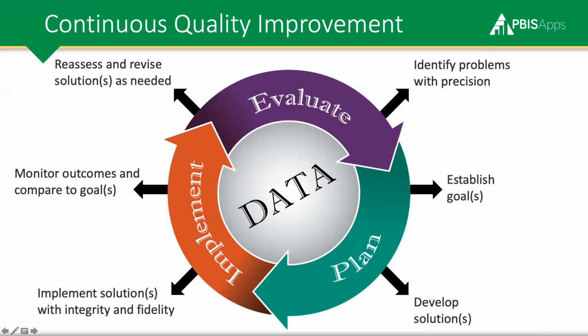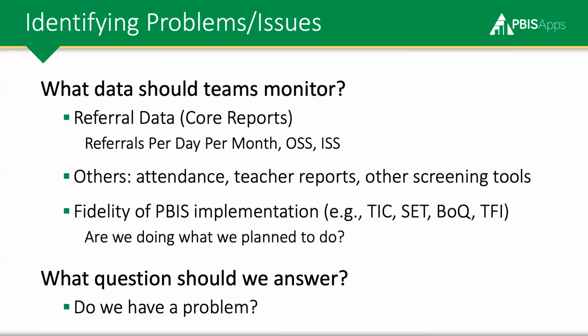After we implement, we evaluate again. We continue or make a new plan, we implement. So it's just a continuous cycle, and again, this is the TIPS problem solving process. What we are going to go through is each of these pieces, starting with identifying the problem with precision. We'll keep referring back to this graphic that represents data-based decision making. I think it's a good one, and we're going to go through each of these pieces of the problem solving process. So it starts with identifying our problems with precision.